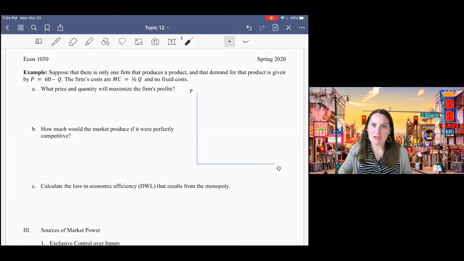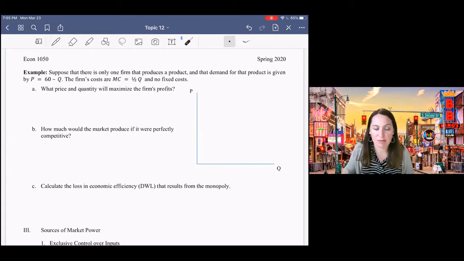We'll go through the answers here together to make sure that we're all on the same page about how to solve these monopoly problems. All right, so here we have one firm. That's the key to identifying that this is a monopoly problem. And we know that demand for this product is given by P equals 60 minus Q. We've also got a marginal cost curve here.